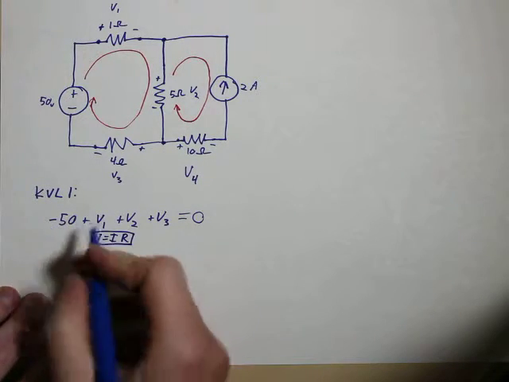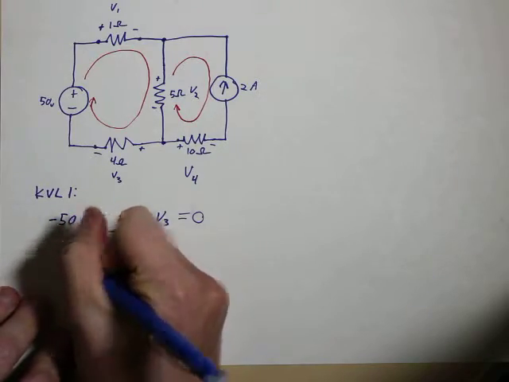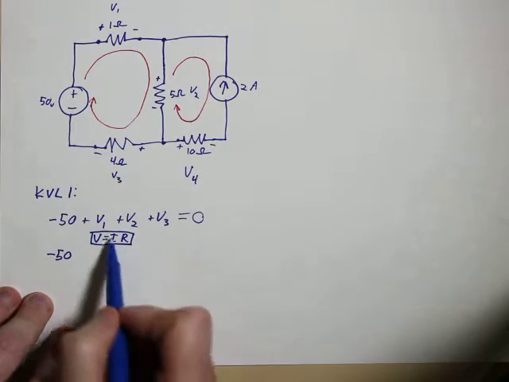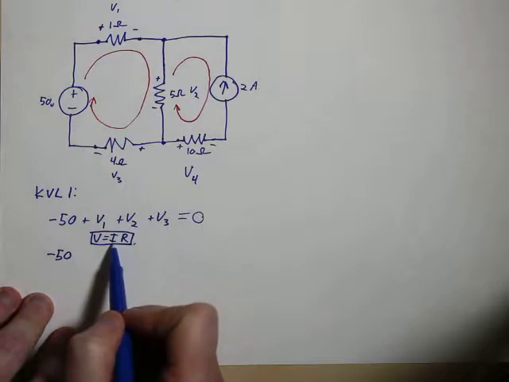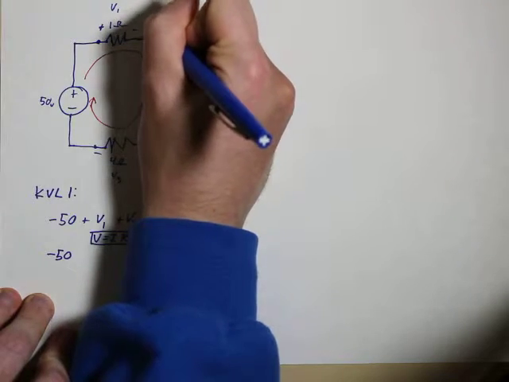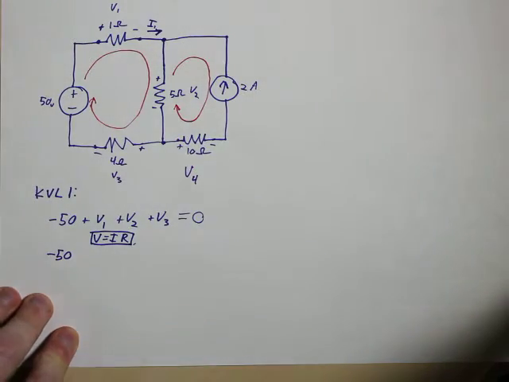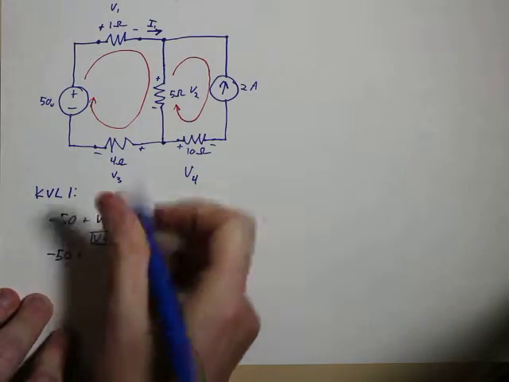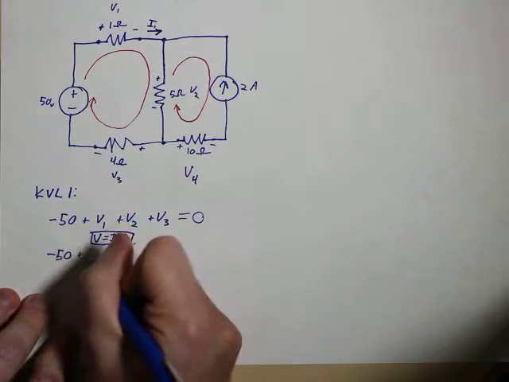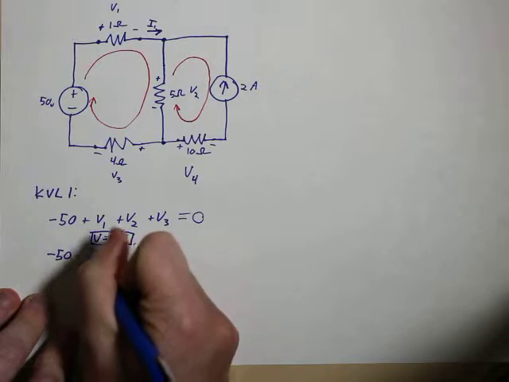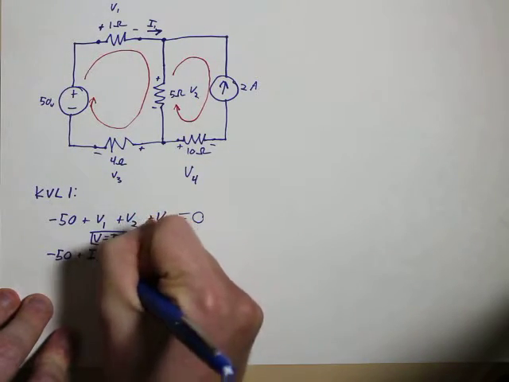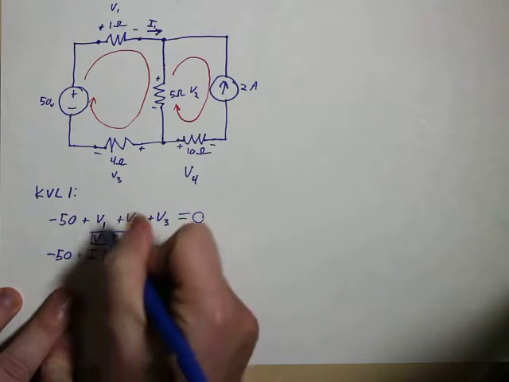So now we're going to do minus 50 again for this one, because that's where we started. And then V1 is going to equal IR, which is going to be I1. So plus I1 R1. That's going to be I1, which we don't know, and then R1 is going to be 1 ohm. And that's for the V1.